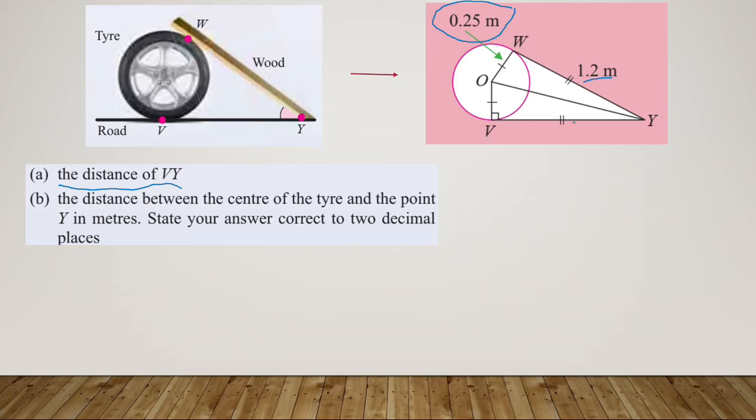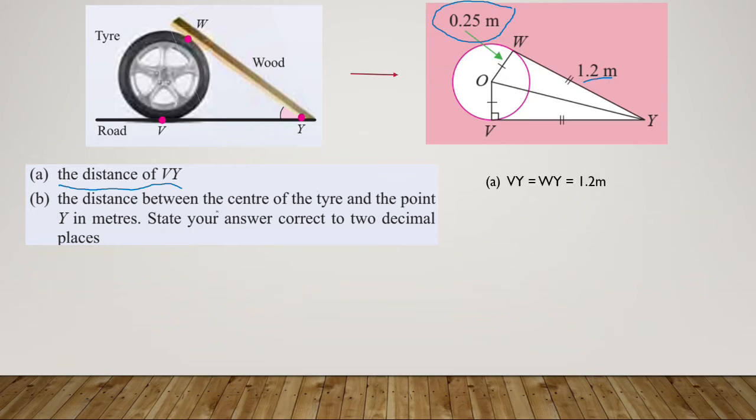So you can see the two tangents that touch the circle. And when you extend the line that meet at one point Y over here, they will have the same length. So if this one, WY is 1.2, VY will also be the same. Therefore the answer is 1.2.